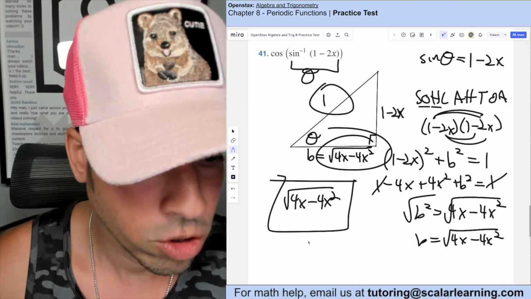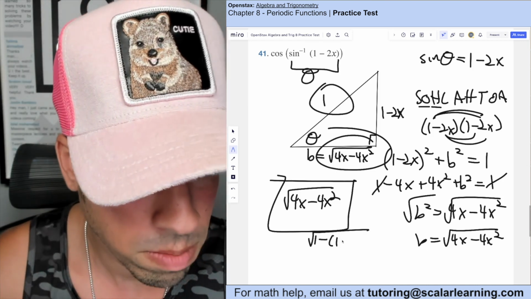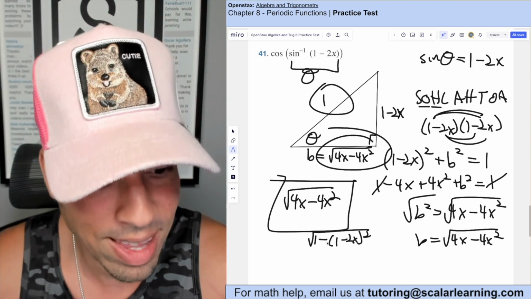And by the way, in the answers, just FYI, they left it as 1 minus 2x squared. They didn't FOIL this out, right? So they left it like this.